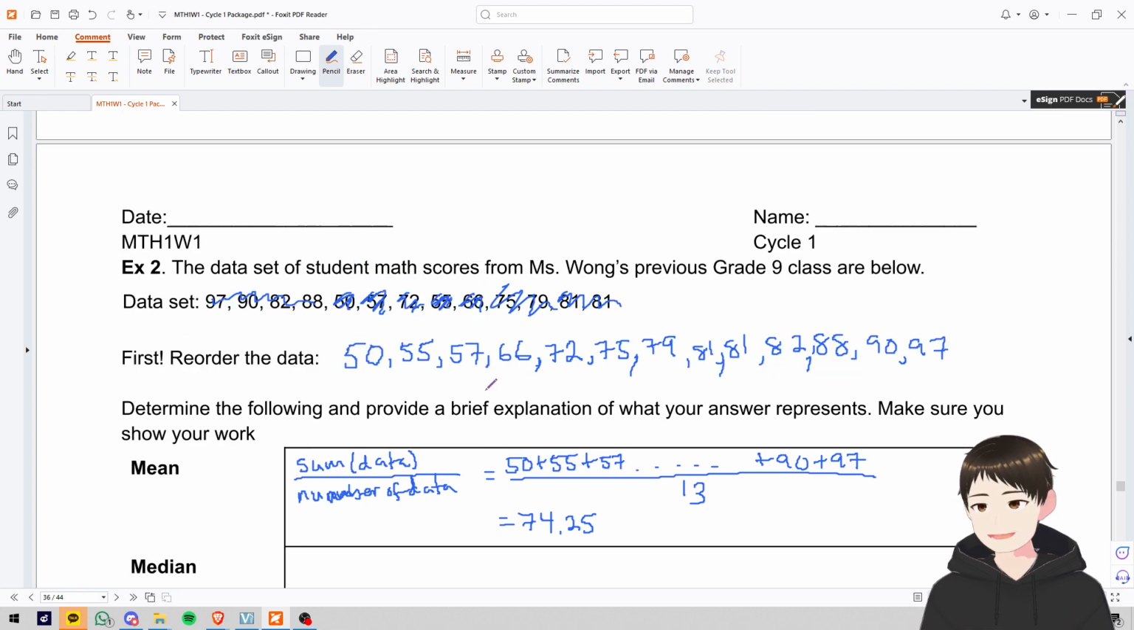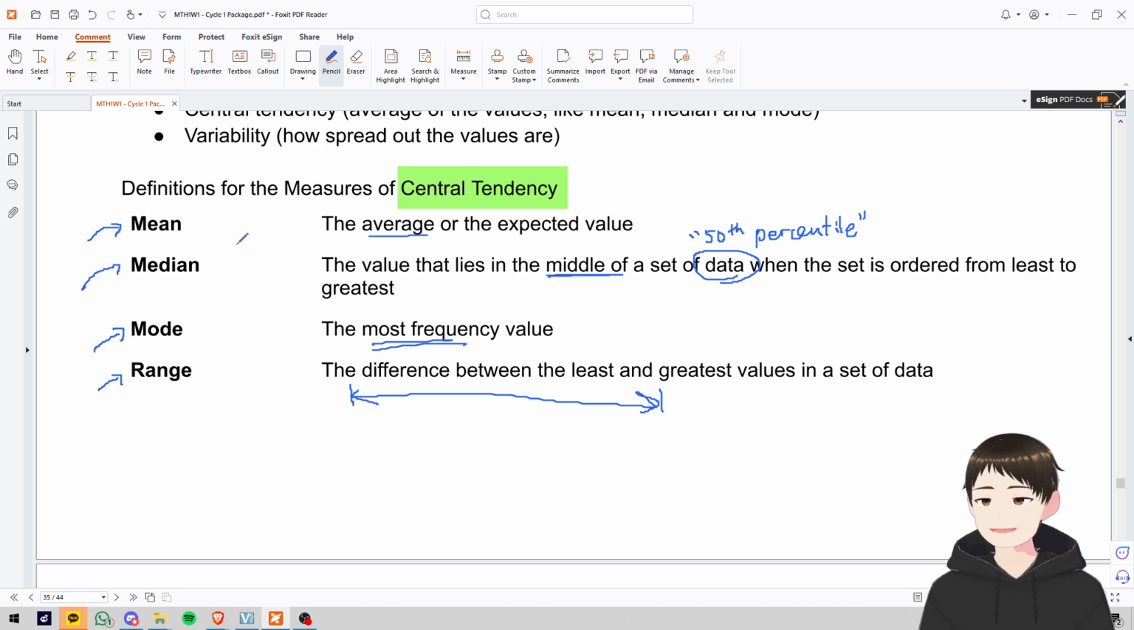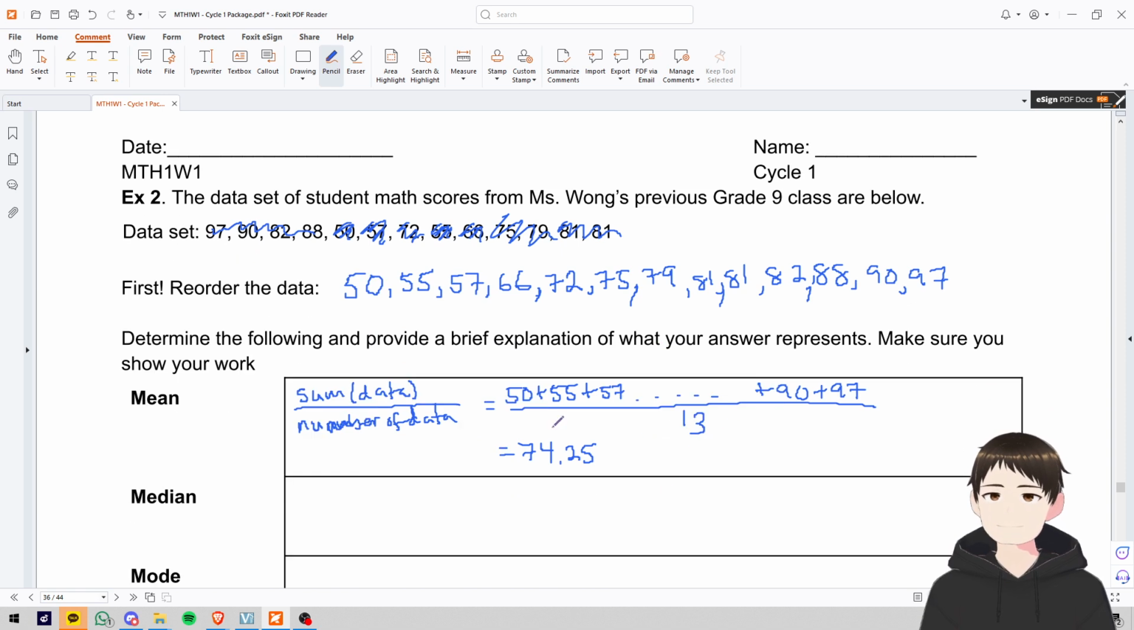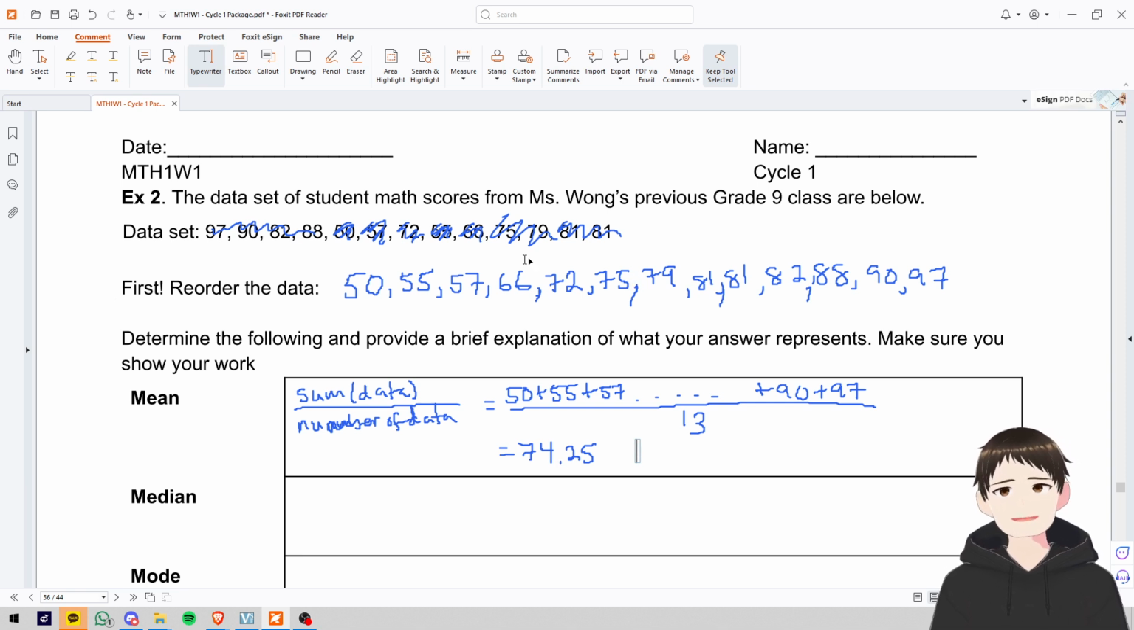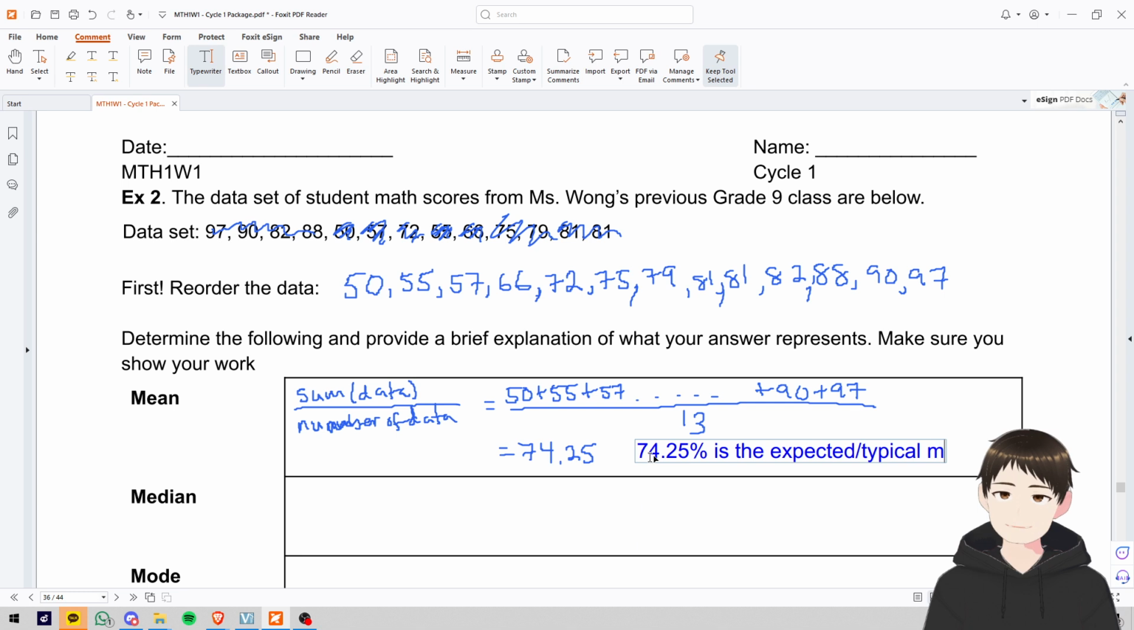Going back to the definition, essentially you can say the mean is the average or the expected value of the entire class in general. So if I were to pick a random number, it will hover around the 74% range. It won't be too far from it. It won't be like 0. It wouldn't be like 120, right? It would be closer to 74 typically. So 74.25% is the expected or typical mark of the class.